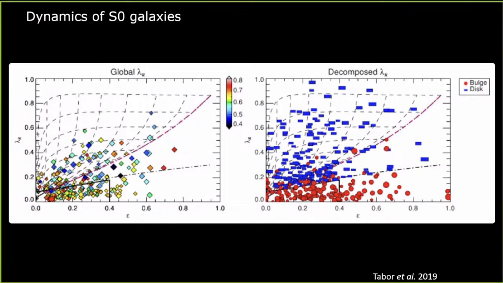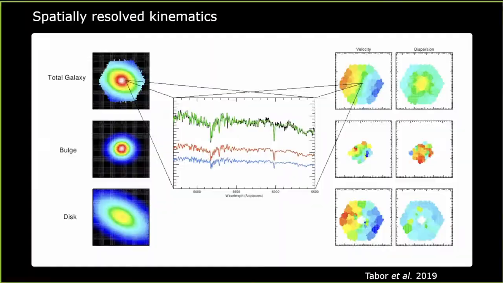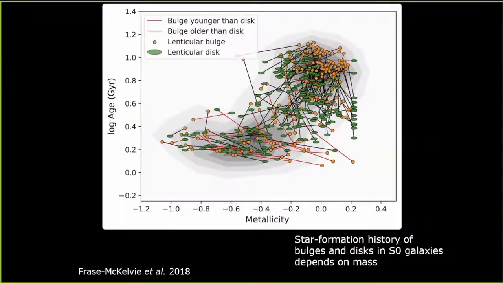Thanks very much for the talk. It was very nice. I have a question about the first part of your talk. When you talked about lenticular galaxies, you said that massive galaxies shut down star formation first in the bulge, and the opposite for low mass galaxies. So why is that?